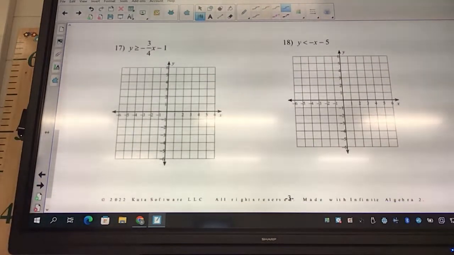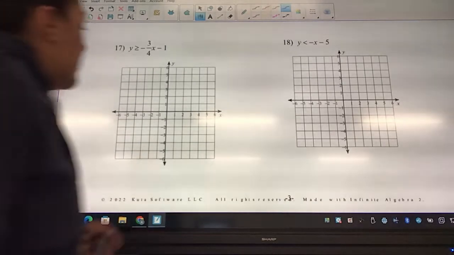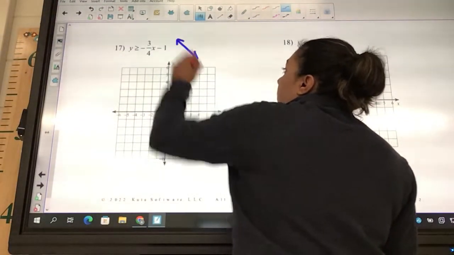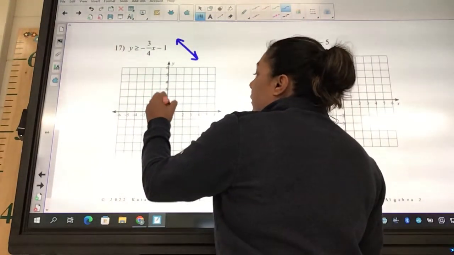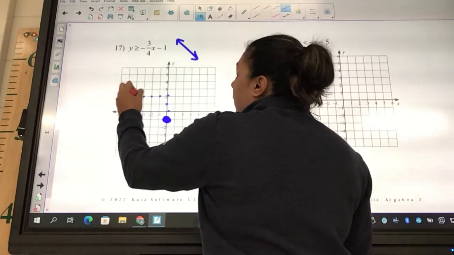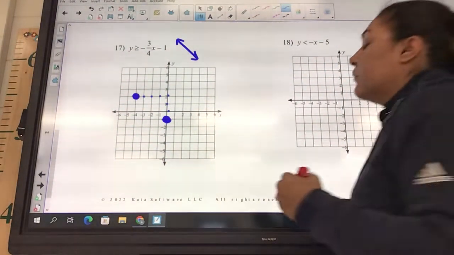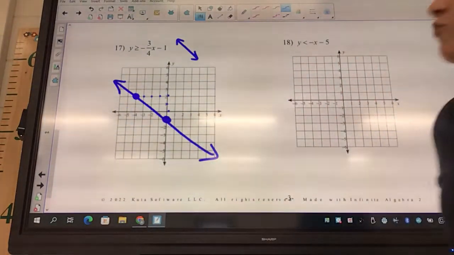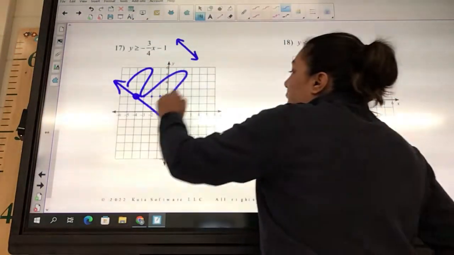Okay, 17. This is the last one I'm going to do, and then you guys will do the rest. Okay, we start out at -1. And my slope is negative. Okay, and so we're going to go up 3, 1, 2, 3, 4. Okay, should that be solid or dotted? It should be a solid line. And it says y is greater, so that means we're going to shade above.